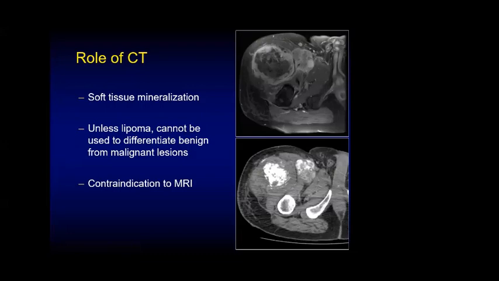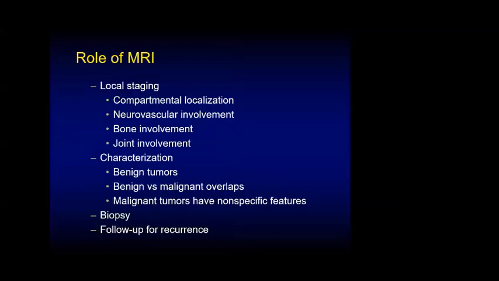Sometimes when we do CT scan of the abdomen or CT scan of the chest, we see soft tissue lipomas, and we don't recommend further imaging with MRI unless there are suspicious features. CT can also be utilized if there are contraindications for MRI, but that's really a limited and very narrow area for characterization of soft tissue tumors.